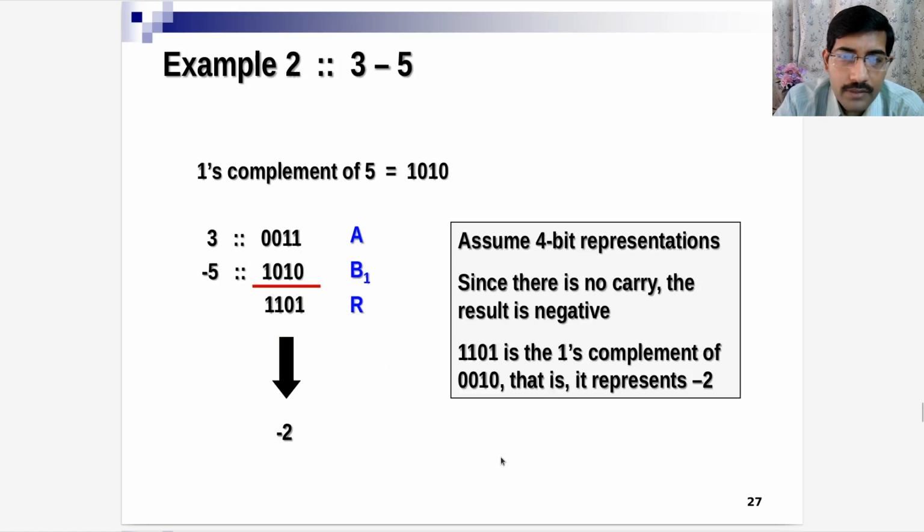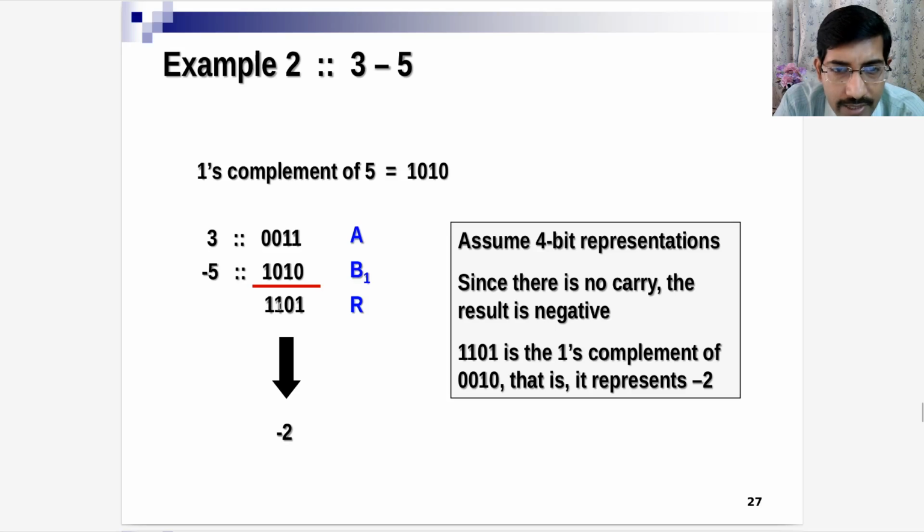Second example, 3 minus 5. Similarly, for 5 we need the 1's complement to get the value minus 5. In 4-bit representation, 5 is 0101, so its 1's complement is 1010. Then if we add, you see the result we get, but there is no carry. So we do not have to add an end carry.